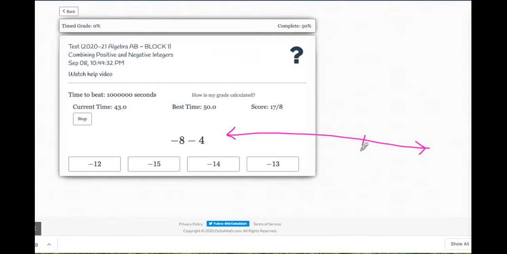I also think the number line helps in showing when you're doing two negatives, because first we're going to go left 8, and then we're going to go left 4. And you can see that if you're going left both times, this is the same as going left a large amount. How much? 8 plus 4 is 12, so that's how far to the left we're going.